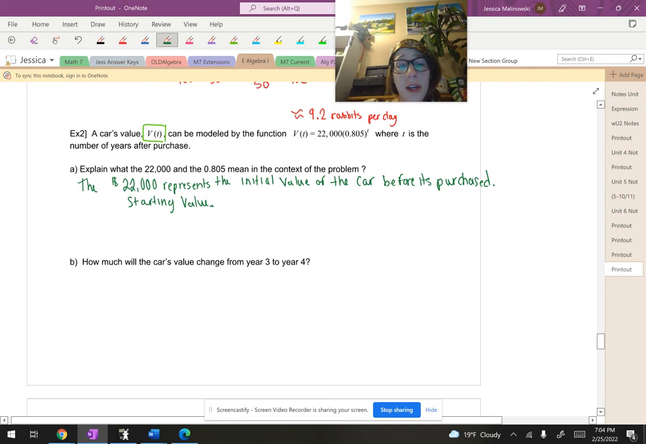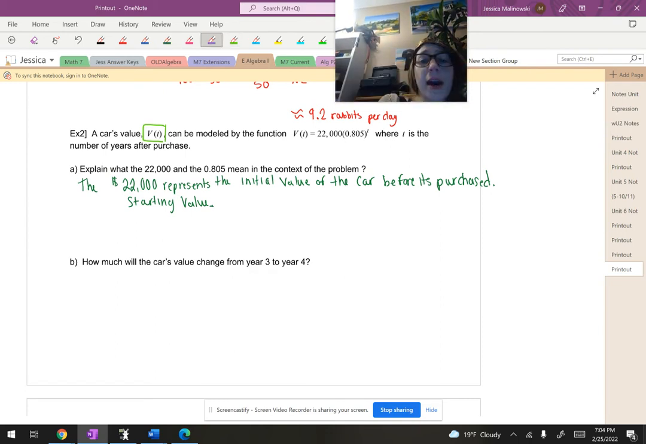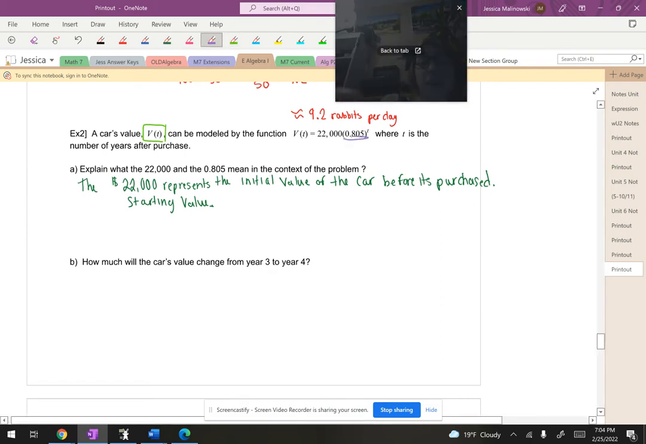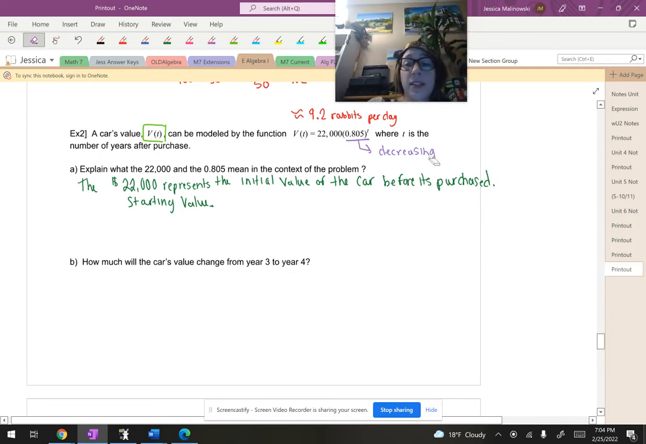Okay, so now the percentage piece, a little bit tricky this time because you can see that we have a percentage or a decimal that is less than 1, which tells us that this is going to be decreasing, that we have a decay situation or a percent decrease going on.